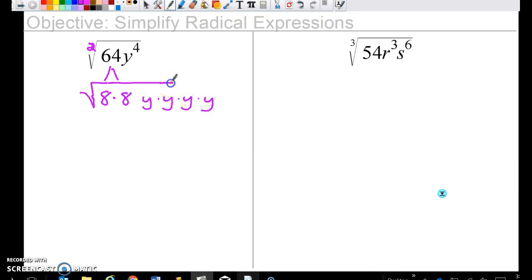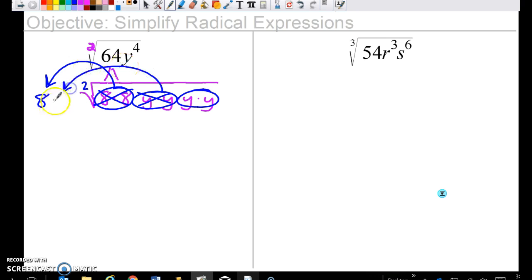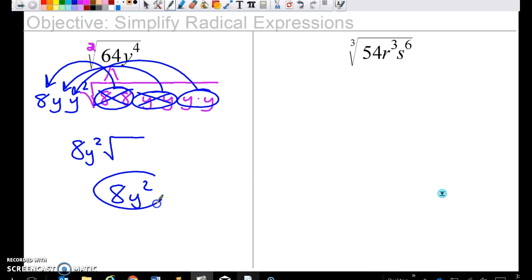I can continue to break down the 8's into all 2's, and you can definitely do that. But I'm looking for groups of 2 at a time, and I already see a group of 2 here, and a group of 2 there, and a group of 2 there. And each time I take out a group to the outside of the radical, one escapes to the outside, and the other one goes into hiding. And so I'm left with 8 times y to the second power and the square root of nothing. So just 8y squared would be my answer.